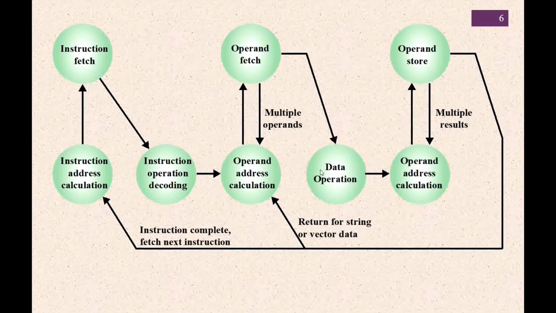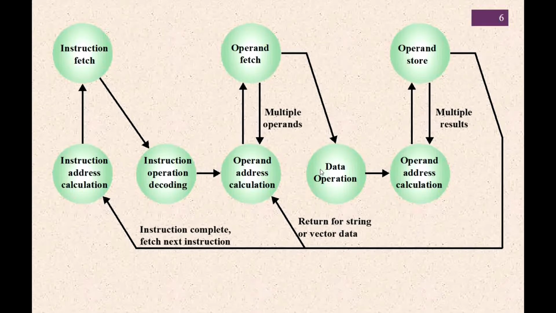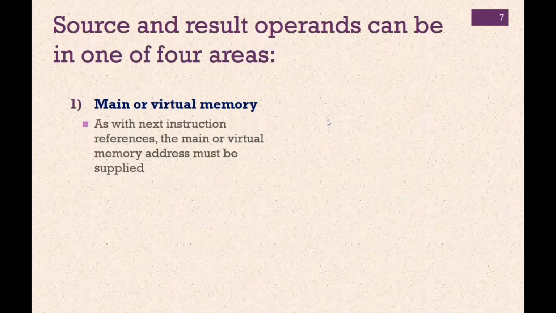In this example, our instruction cycle state diagram, you see from the left side: instruction fetch, then instruction address calculation, and then decode. After decoding, the operand address is calculated, then the data is fetched, and the data is operated on in execution form. After that, the result address is calculated and the data is stored in memory, and at last it is executed.